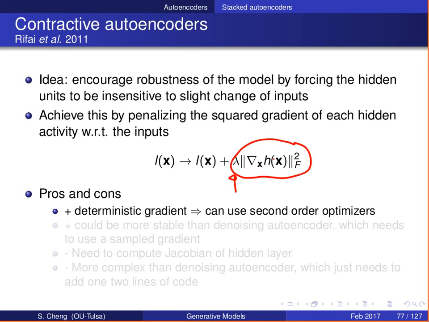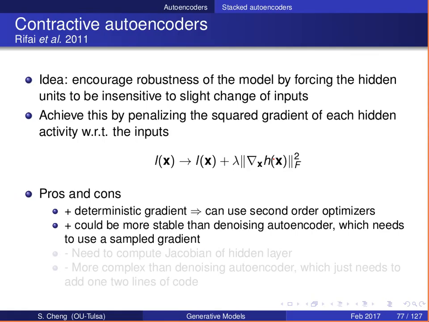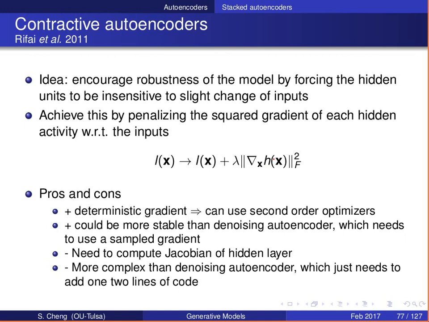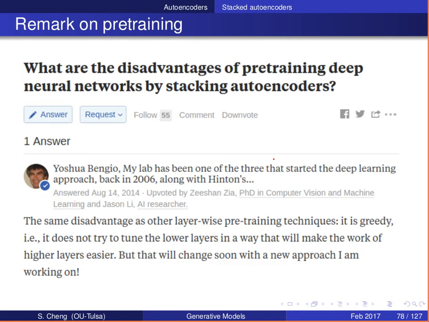Some pros and cons: it is kind of deterministic compared with the denoising autoencoder, and it is also more stable. But you need to compute the Jacobian for the hidden layers, and it is also more complex. For the denoising autoencoder, you just add some noise to the input, so it is very easy. You write 2 lines of code and you got it. But here you need to explicitly change lots of stuff.